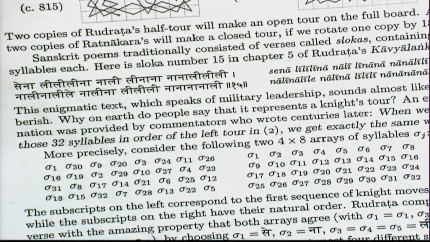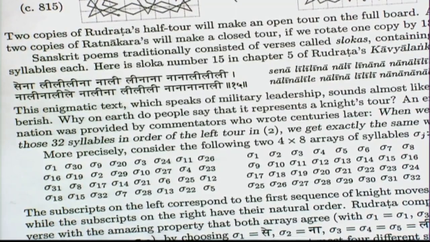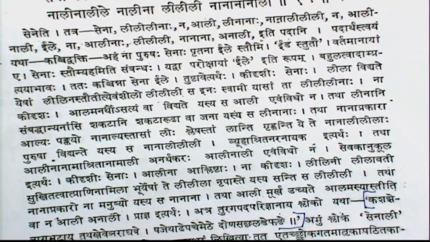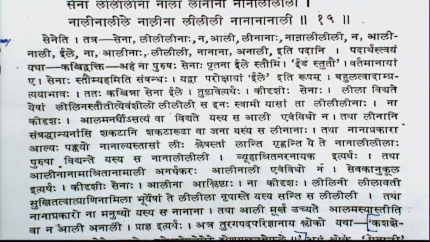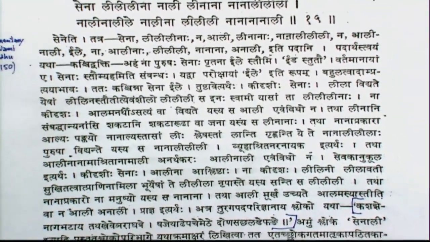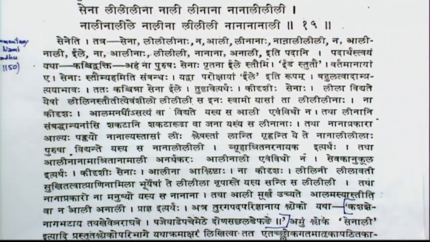Now, how did people know that he was doing this? Well, they had a little bit of a clue, because in the previous verse he had given a rook's tour, where he had some more syllables that he could use. But anyway, here's what the Sanskrit actually looks like, and there's a commentator named Nami Sadhu, who was 300 years later, who explained what Rudrata was talking about.